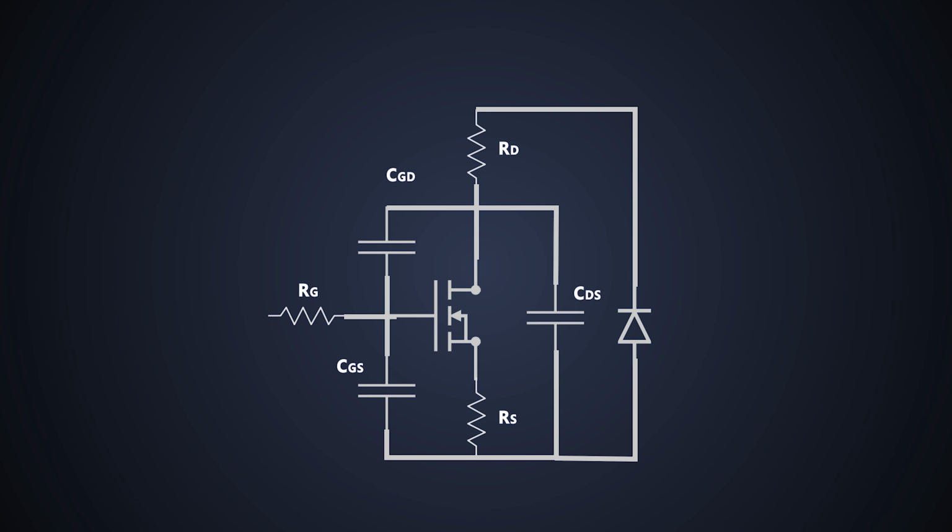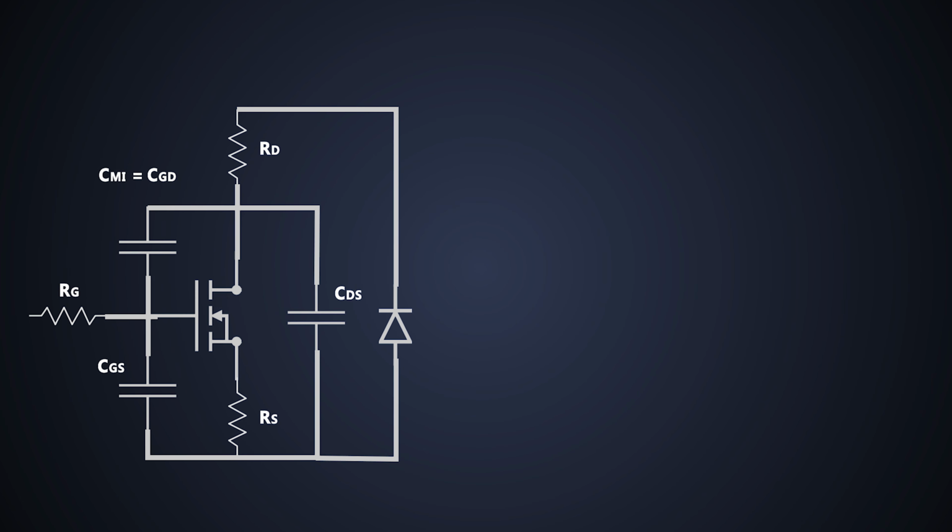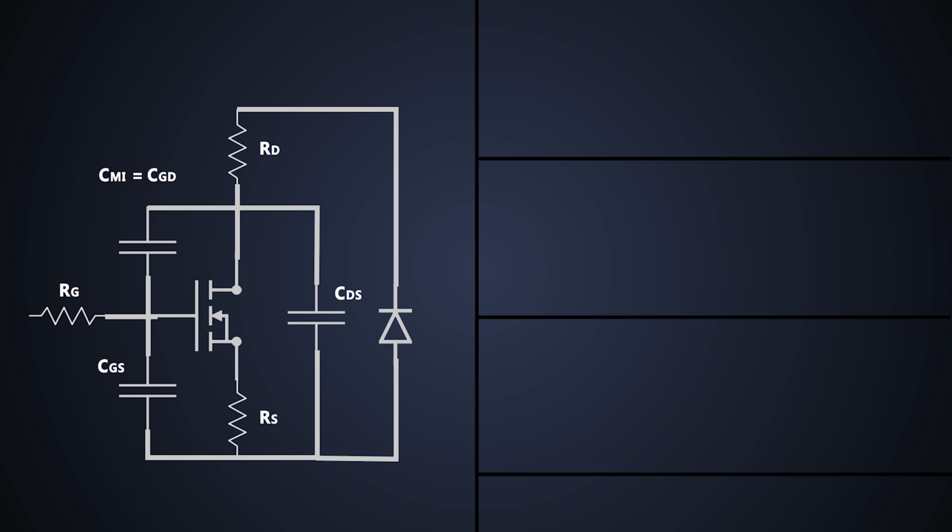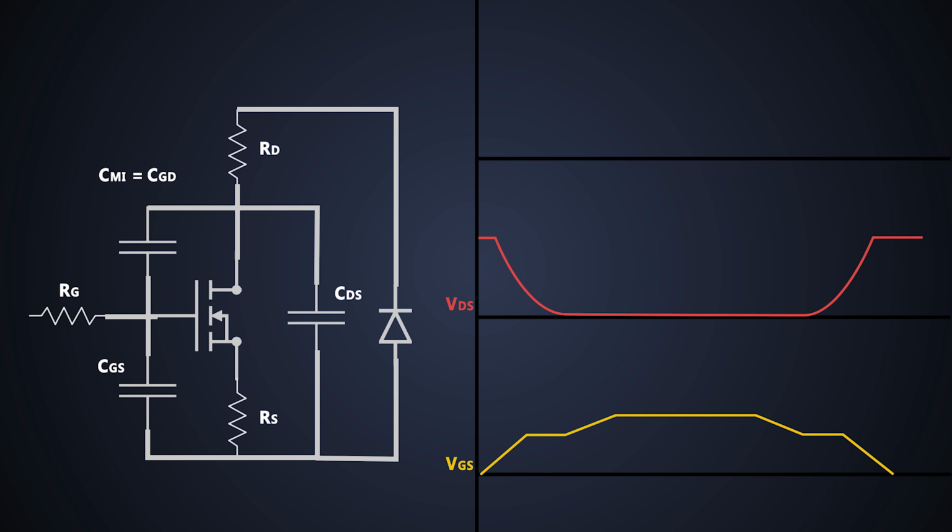The gate to drain capacitor is called the mirror capacitor. The gate to source capacitor and drain to source capacitor stay constant all the time, but this mirror capacitor changes when the MOSFET switching occurs. This mirror capacitor is low when the MOSFET is turned off. When we provide VGS, the MOSFET turns on, VDS decreases across the MOSFET, and current starts flowing through it.